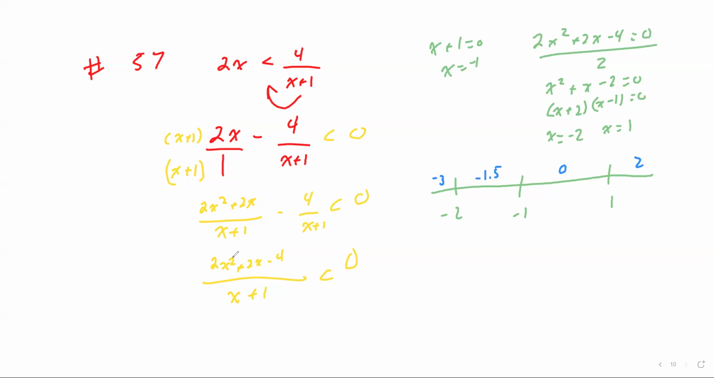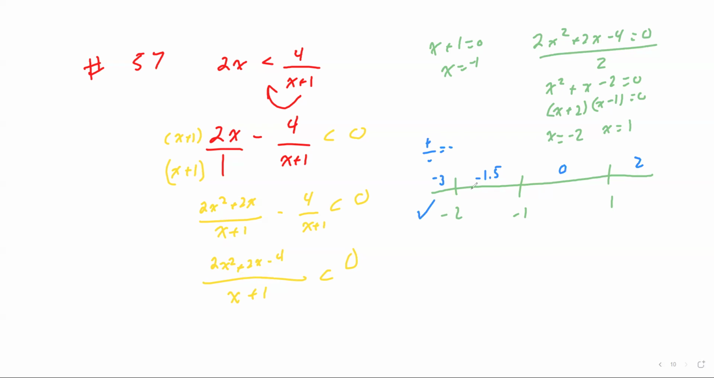So here we go. 2 times, oh, that would be a positive 9, 18, negative 6, be 12. 12 minus 4 is a positive. And then that's a negative, which gives me a negative. So this works. This is less than 0.